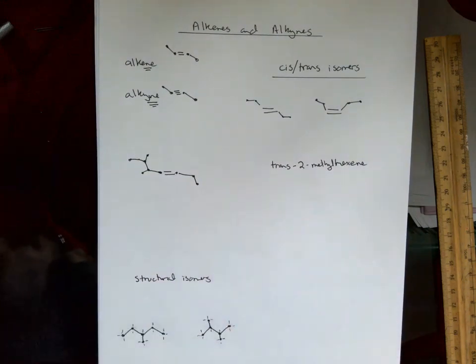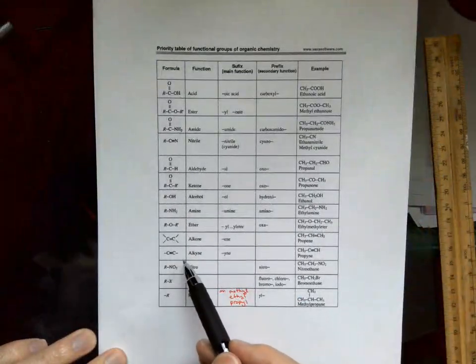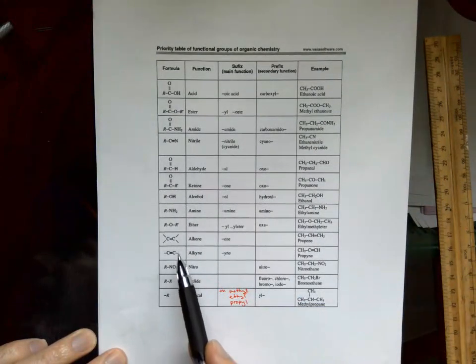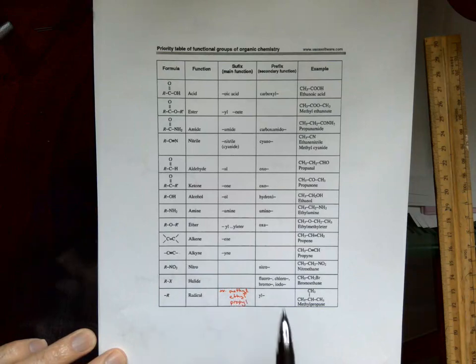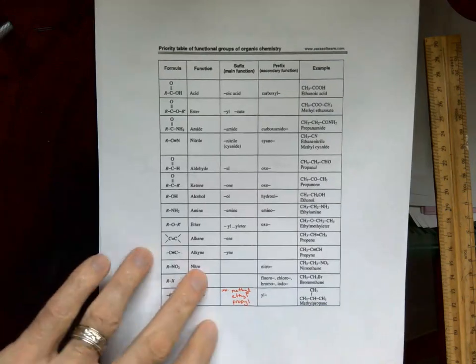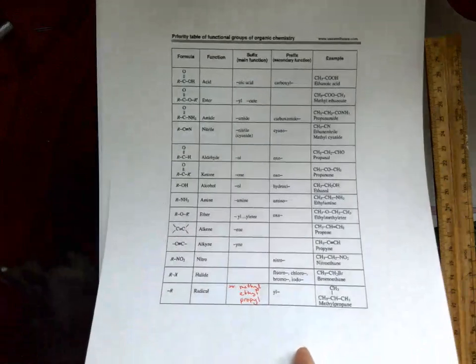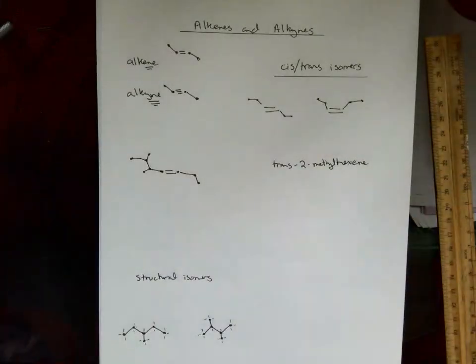So one thing I wanted to show you was that priority list we had, and on that priority list what we can see is that a double bond is more important than a triple bond, and a triple bond is more important than a methyl, ethyl, or propyl. So if you have a double bond and a triple bond and you want to know what end to start counting from, double bond takes priority.